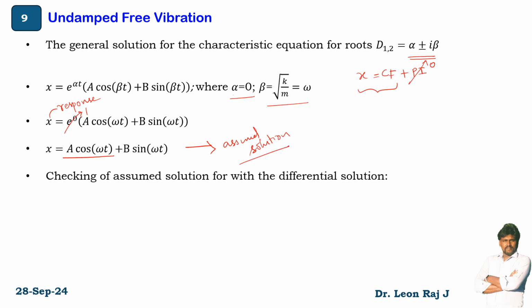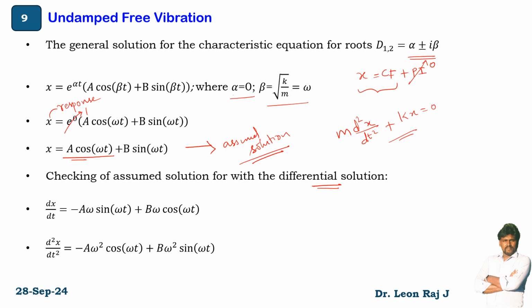So now it's time to check whether this assumed solution is matching with the differential equation or not. So what is your differential equation? Differential equation is m d square x by dt square plus k into x equal to 0. So this is your differential equation. So the x value you are assuming, you have to substitute here and check whether it is satisfying or not. So you have to find dx by dt and d square x by dt square.